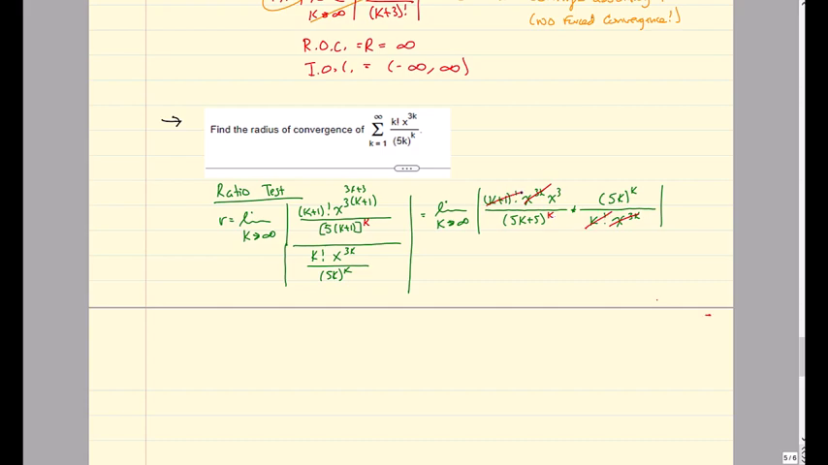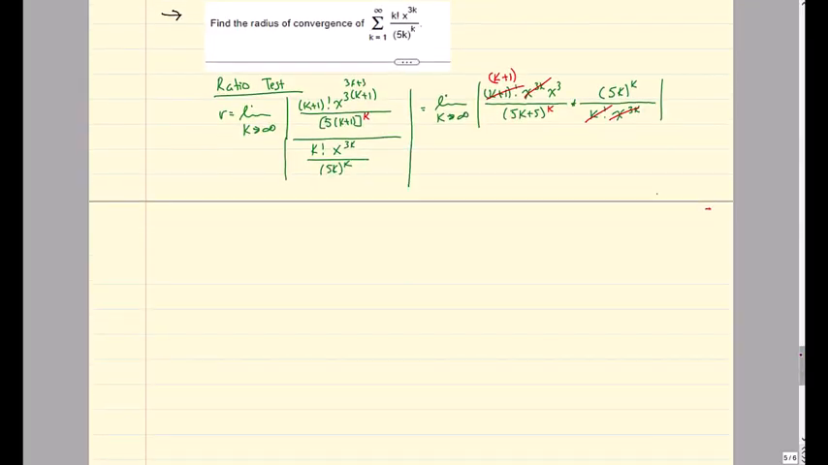So then this k factorial will cancel up here, leaving me with just a k plus 1. Because remember, k plus 1 factorial is k plus 1 times k factorial. And there's some more simplification we can do here, but let's rewrite this first and see what we're left with before we simplify further. So we have the limit as k approaches infinity of the absolute value. Okay, so I'm left with k plus 1, x cubed. And then this 5 to the k, that's the same as 5 to the k times k to the k.